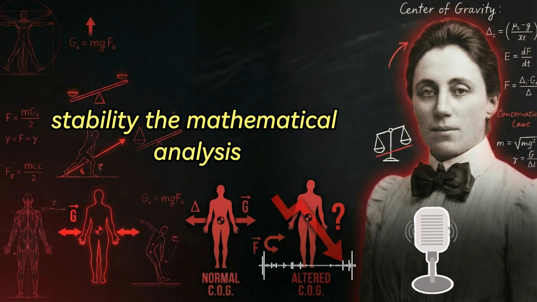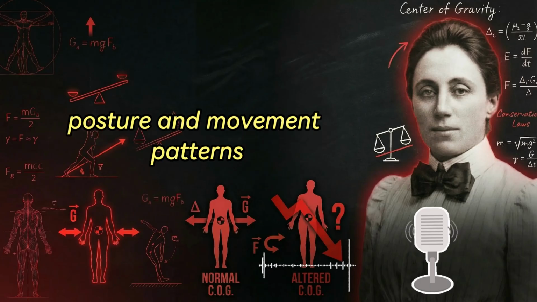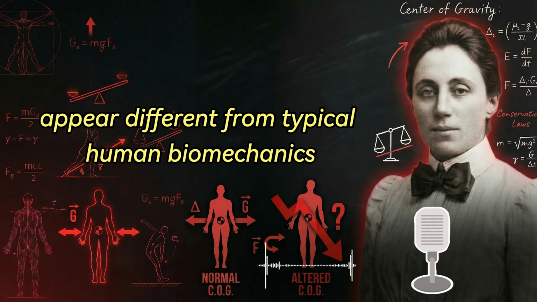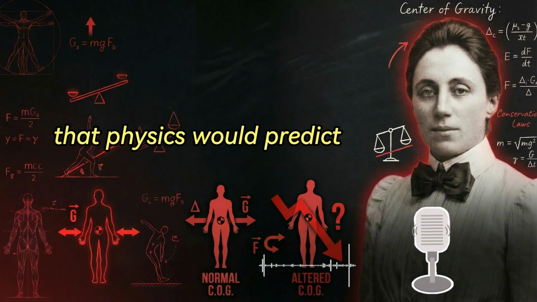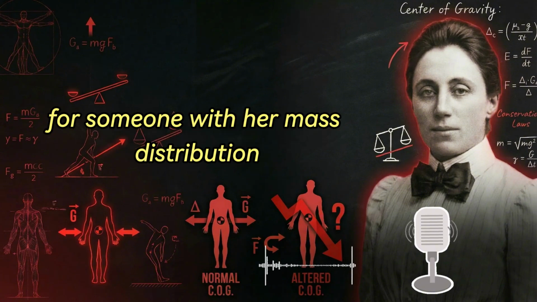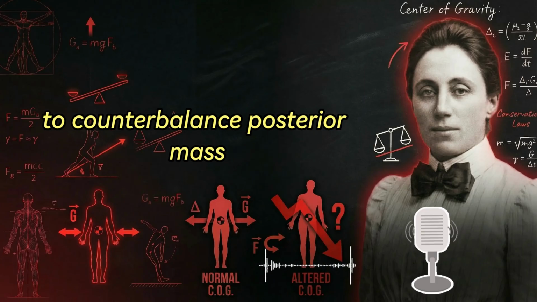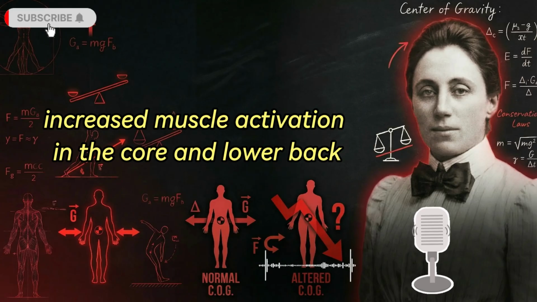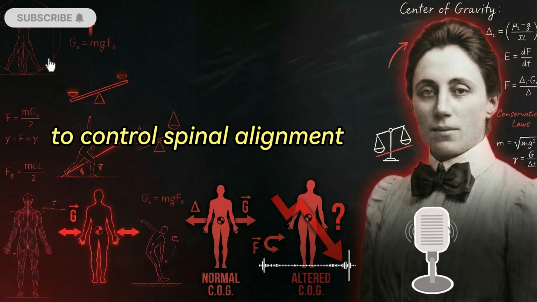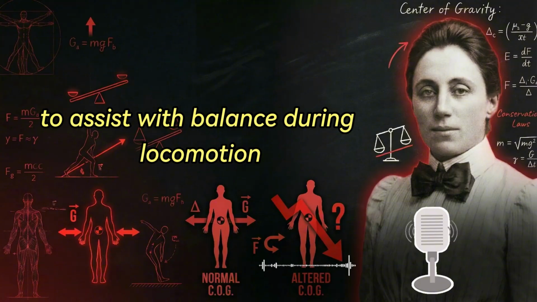The mathematical analysis of Kim Kardashian's proportions reveals why her walking gait, posture, and movement patterns appear different from typical human biomechanics. High-speed video analysis of her walking shows compensatory mechanisms that physics would predict for someone with her mass distribution: a more pronounced forward lean of the torso to counterbalance posterior mass, shorter stride lengths to maintain stability, increased muscle activation in the core and lower back to control spinal alignment, and modified arm positioning to assist with balance during locomotion.